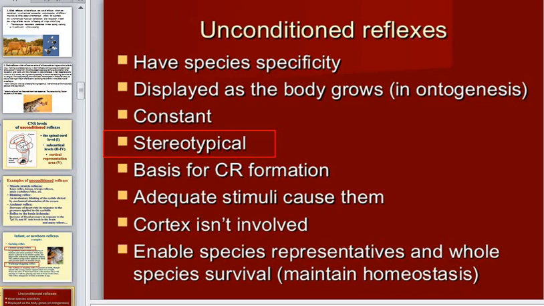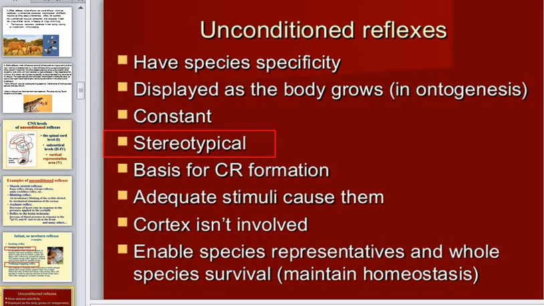And one more thing in general about unconditioned reflex. It has species specificity, displayed as the body grows, and it is constant. Here we see the stereotypical, and we talk about the stereotypical like a norm, because we also have stereotypical behavior like a pathology. It is the basis for formation, stimuli cause them, and the cortex isn't involved, or only sometimes involved, and it enables species representatives and species survival, and maintains homeostasis.